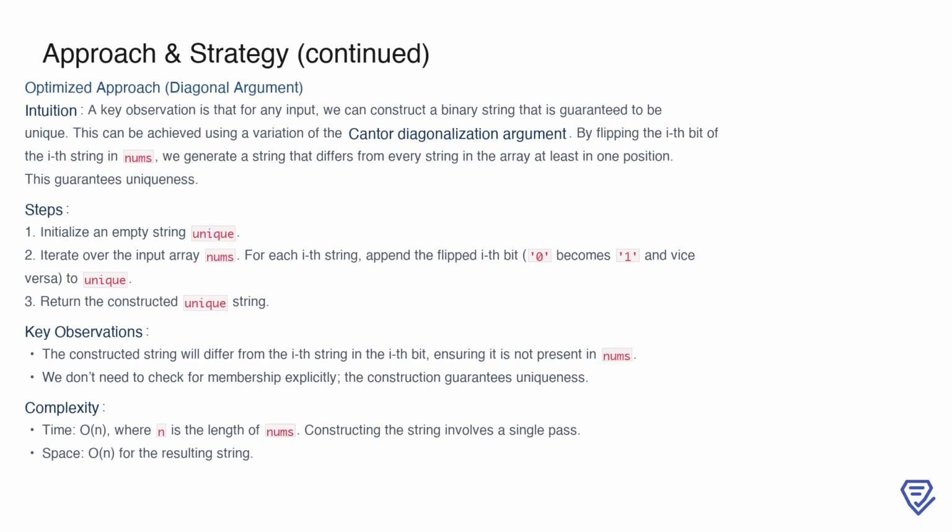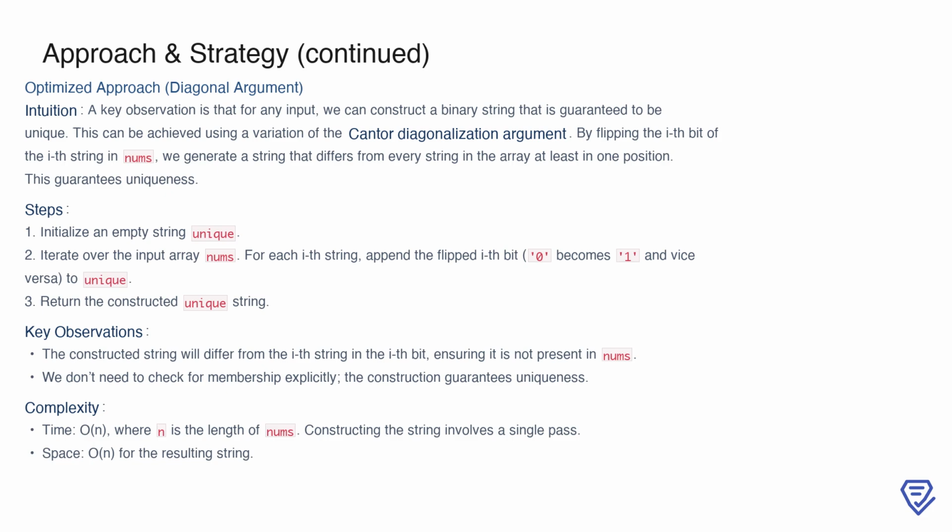An optimized approach leverages a more elegant mathematical insight. By applying a variation of the Cantor diagonalization argument, we can directly construct a binary string that's guaranteed to be unique without needing to generate all possible strings. The idea is to create a new string by flipping specific bits. Specifically, for each ith string in nums, we flip the ith bit and append the result to our new string. This ensures that the newly constructed string differs from every string in the input at least at one position, specifically the ith bit for the ith string. This guarantees uniqueness without requiring further checks.